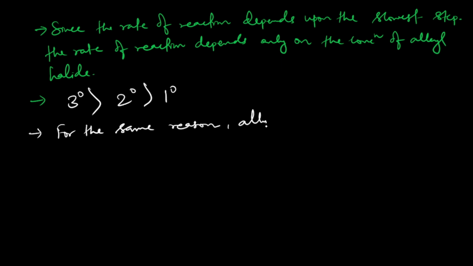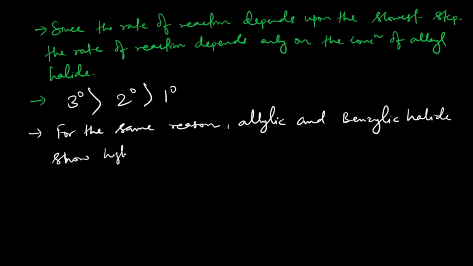Okay, allylic. What is allylic? You can see in my previous classes. You will find it in the playlist only. So allylic and benzylic halides show high reactivity towards SN1 reaction. Though it is primary, secondary, or tertiary, it doesn't depend over there. But if it is an allyl or benzylic halide, it will always follow SN1 reaction.